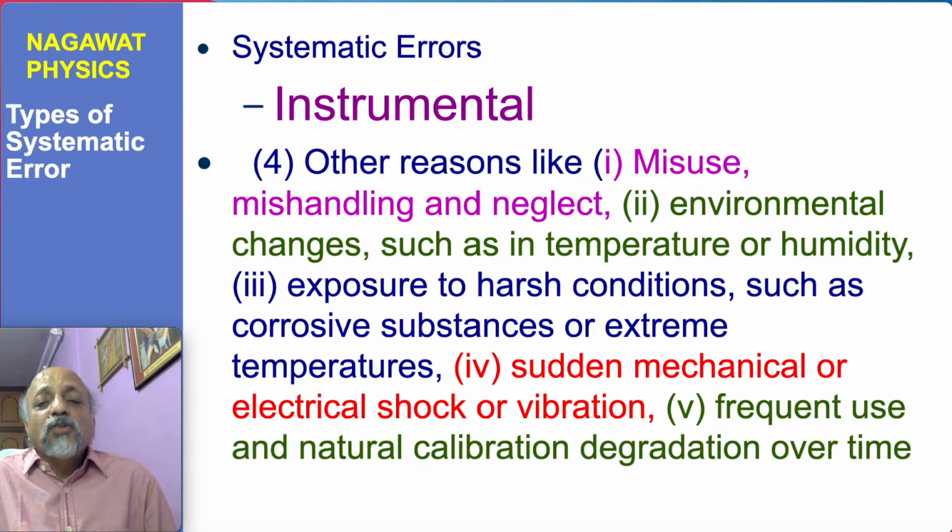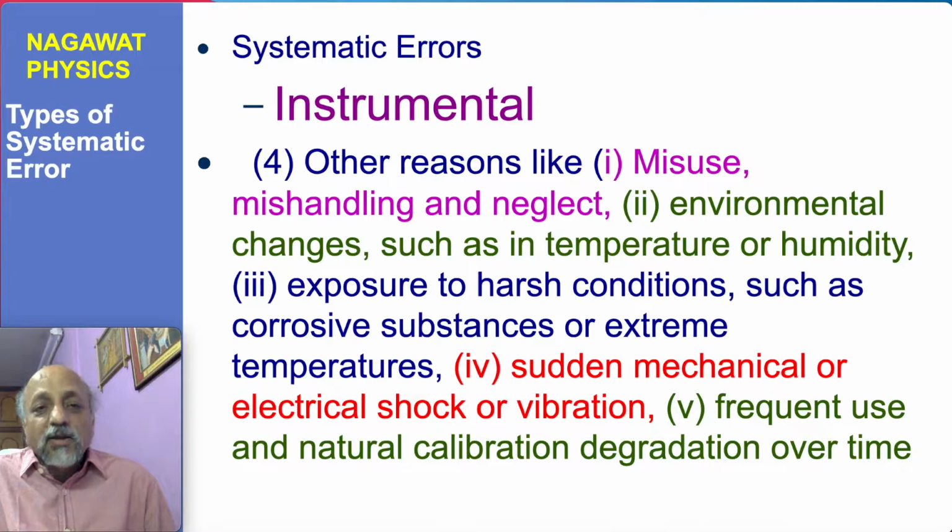Similarly, exposure to harsh conditions such as corrosive substances or extreme temperature can also cause error. The other cause of error is sudden mechanical or electrical shock or vibration. Frequent use and natural calibration degradation over time also matter, because if you are using, for example, a vernier calipers for a long period of time, then there may be a natural calibration degradation, which may cause a sort of instrumental error.